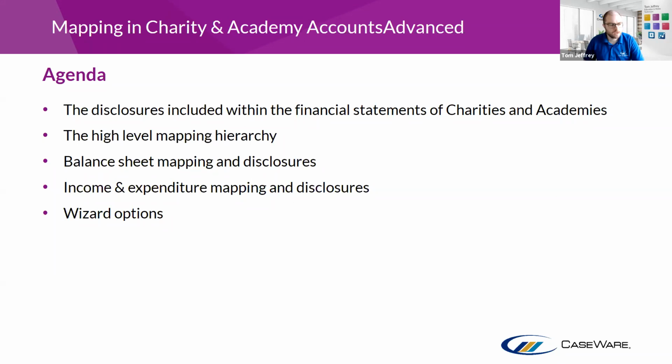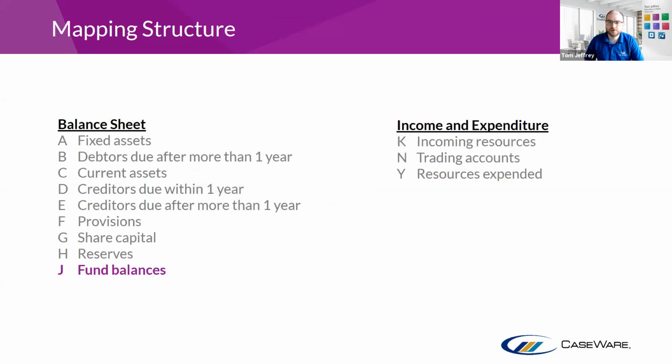If we go to the next slide, we can see just an overview. This is the only content slide we have. We are actually going to be diving into the product in a sec. But as you can see with the mapping structure, we've still got the A to H that we would find in the company Accounts Advanced template, but we do have the addition of the J codes for funds balances. Looking at income and expenditure, we have a different mapping structure really. This is a shared mapping structure between charity and academy.